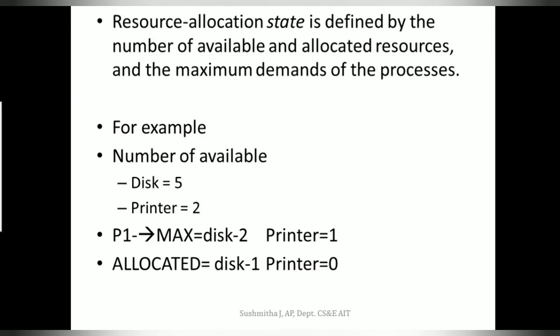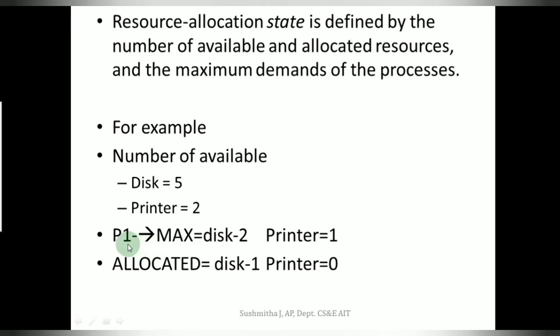Now let us see what the resource allocation state is. We said that if a process wants to execute, it has to declare the maximum resources that it needs at the first itself. What does that actually mean? I have given a small illustration here. You can see this is the available. What do I mean by the available? I have 5 hard disks and 2 printers in the system. That is the number of resources that is available. It is a finite or limited number of resources.